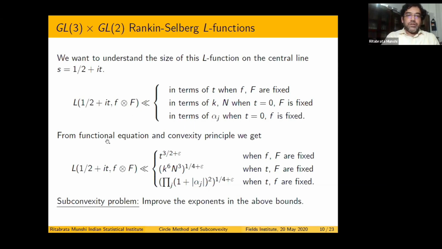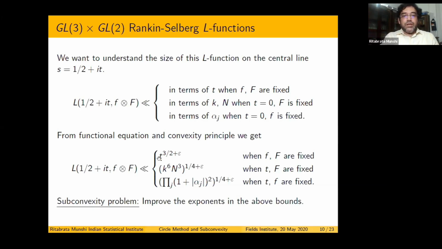And from the functional equation and the usual convexity principle of complex analysis, we can show that if small f and capital F are kept fixed and T is varying, then this L function grows like T to the power 3 by 2. That is because this is a degree 6 L function. If you look at the functional equation, the gamma factor has 6 gamma functions in there, and each of them will involve a T. So the conductor becomes T to the power 6.